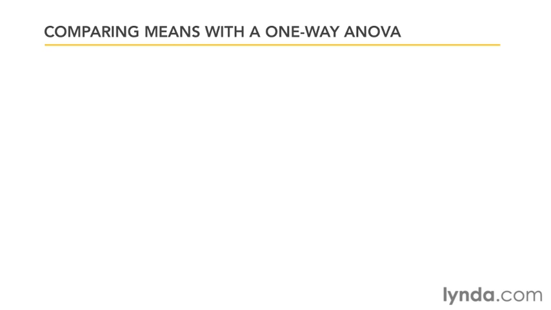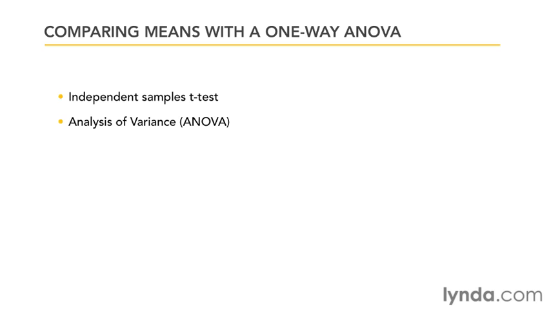In the last movie, we looked at a procedure to compare the means of two different groups on a scale variable using what's called the independent samples t-test. On the other hand, if you want to compare the means of more than two groups, you would want to use something called the analysis of variance, or ANOVA. And although you can use ANOVA with two-group comparisons, and there's a simple conversion formula between the ANOVA results and a t-test, it's more common to reserve it for times when you have three or more groups.